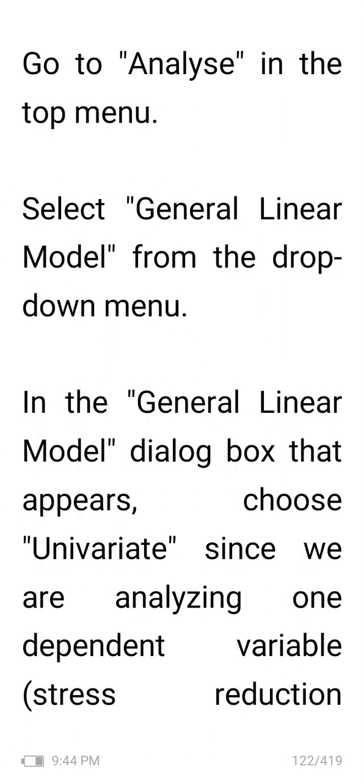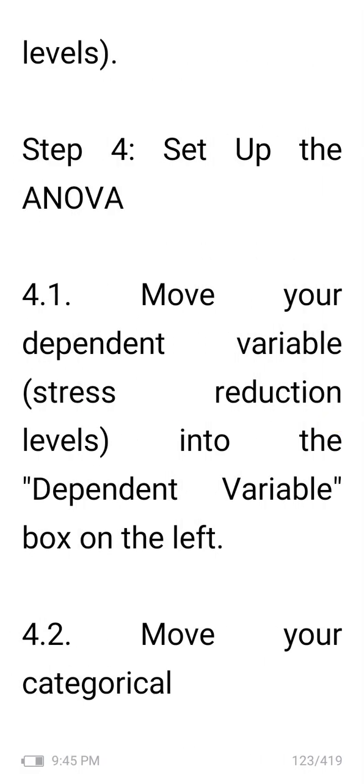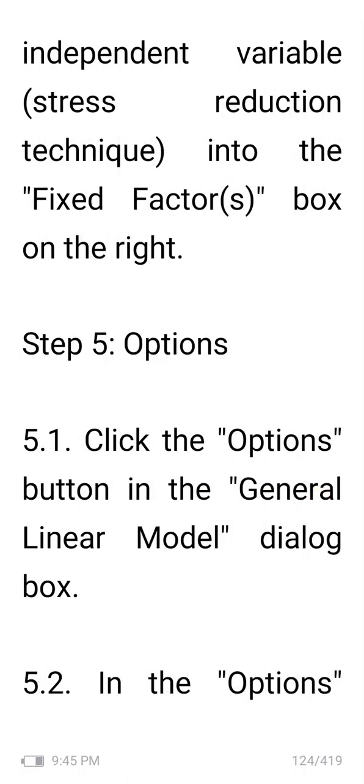Then run the ANOVA analysis. Go to Analyze in the top menu, select General Linear Model in the drop-down menu. In the General Linear Model dialog box that appears, choose Univariate, since we are analyzing one dependent variable, that means stress reduction levels. Set up the ANOVA. Move your dependent variable, stress reduction levels, into the Dependent Variable box on the left. Move your categorical independent variable, stress reduction technique, into the Fixed Factors box on the right.